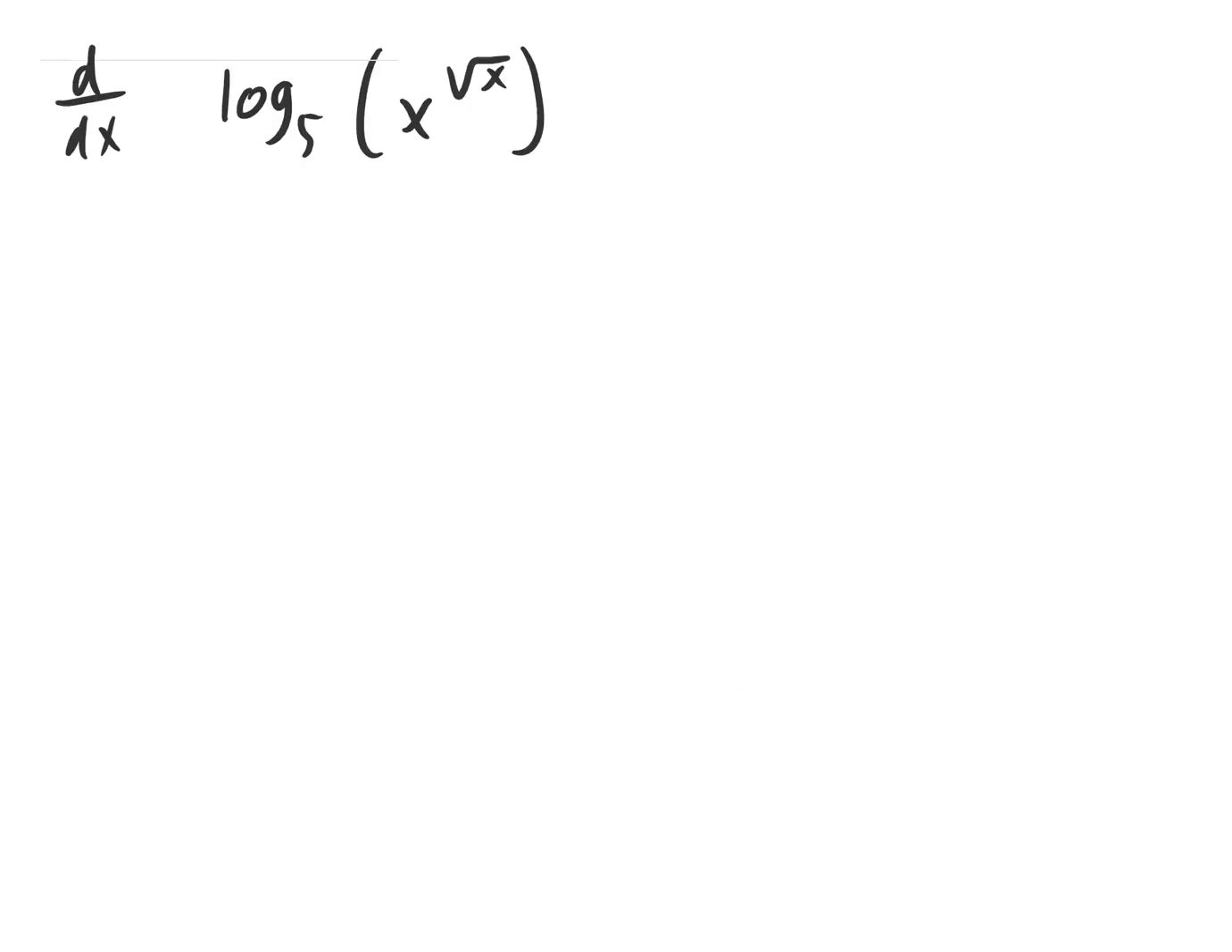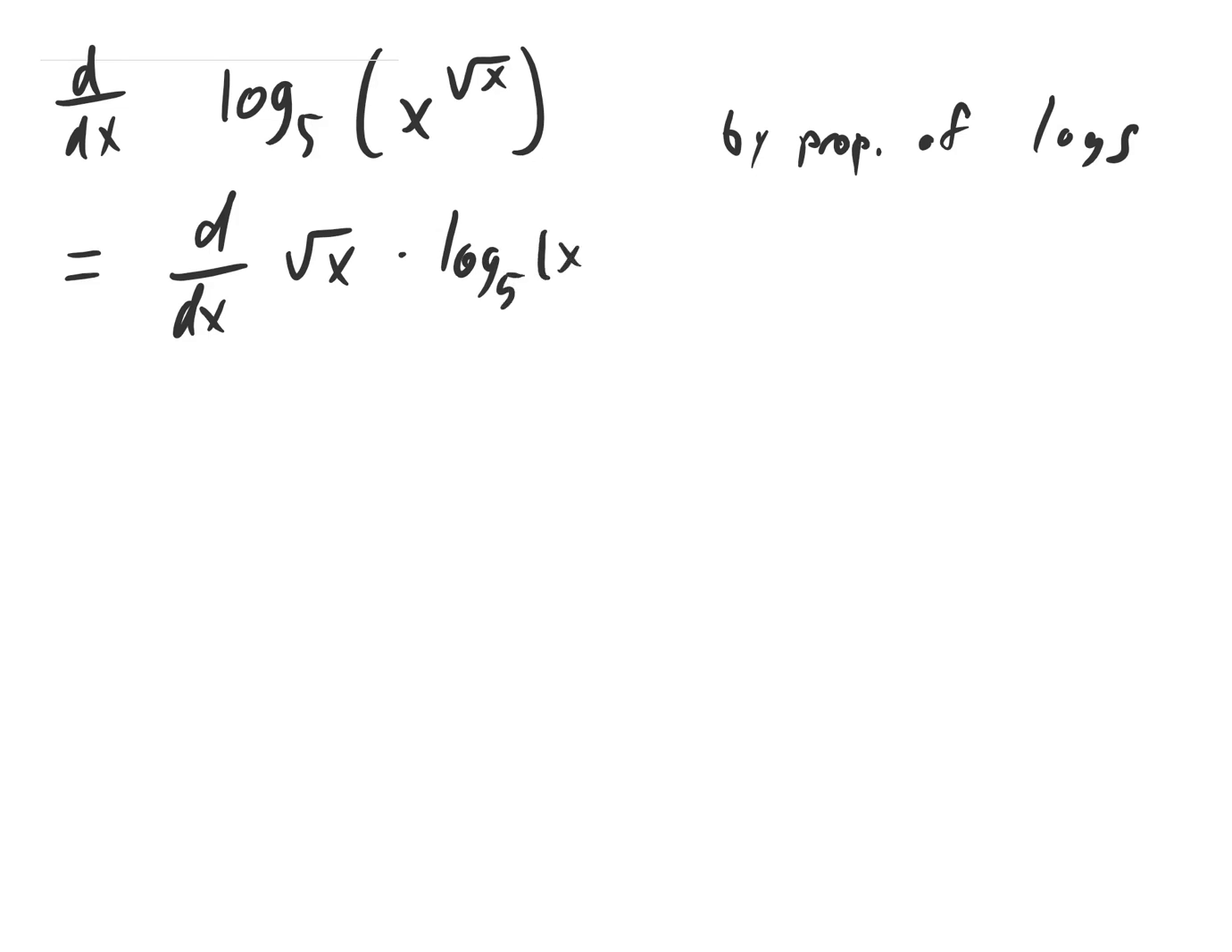Here's another derivative that, while it looks terrifying at first, we can use properties of logs and then the product rule to take the derivative. So let's first apply a property of logs, that logs bring down the exponent. So this is equal to the derivative of square root of x times log base 5 of x. Now this looks like something that's manageable using the product rule. We've got our first function here and our second function here. So we can take the derivative of their product.